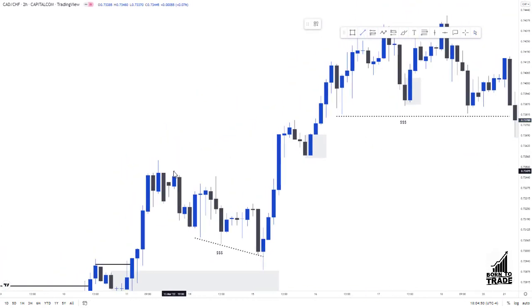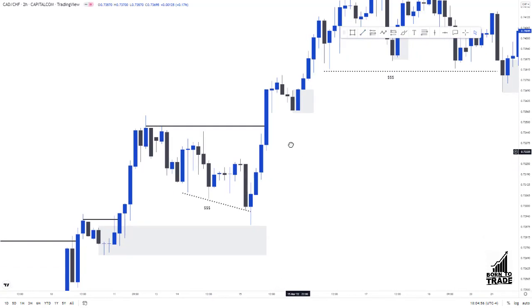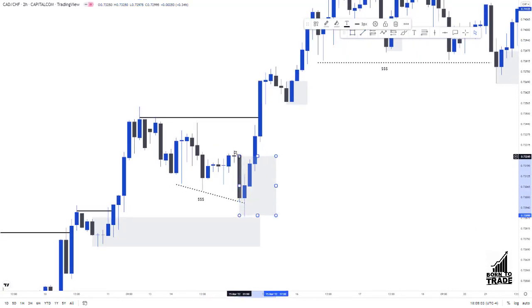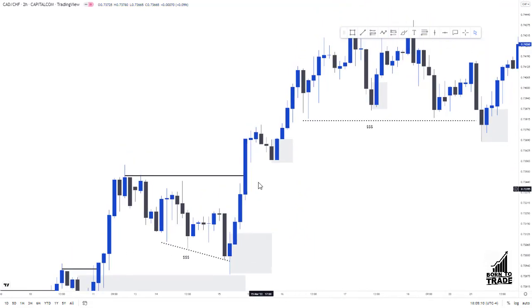So what can we see right here? We got the break of structure. So when we got this break of structure, map out your demand zone. This is too large, so I can equally refine it to this candle, but price didn't come back to this, so moving higher. When we got this move that broke structure, what can we see?